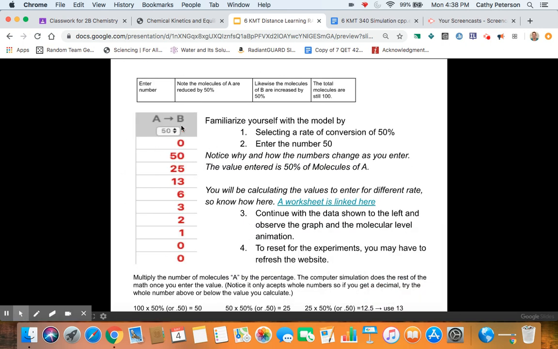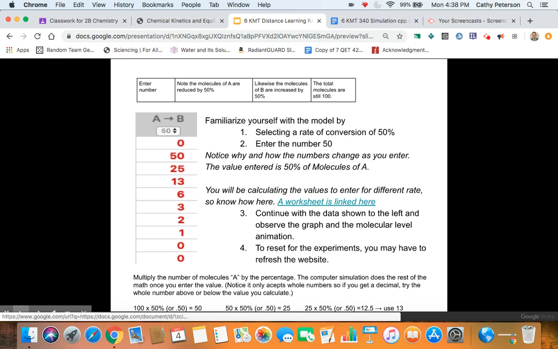This is the data that we're going to enter for the 50%. I'm going to go ahead and do that with you so you can familiarize yourself with the model. First, you want to select the 50%. You're going to enter the first number, 50. I want you to notice why and how the numbers are changing as you enter them, because you will be calculating the values for a different rate.